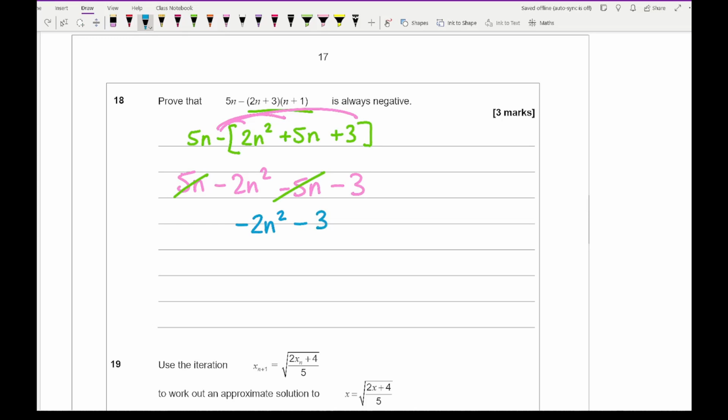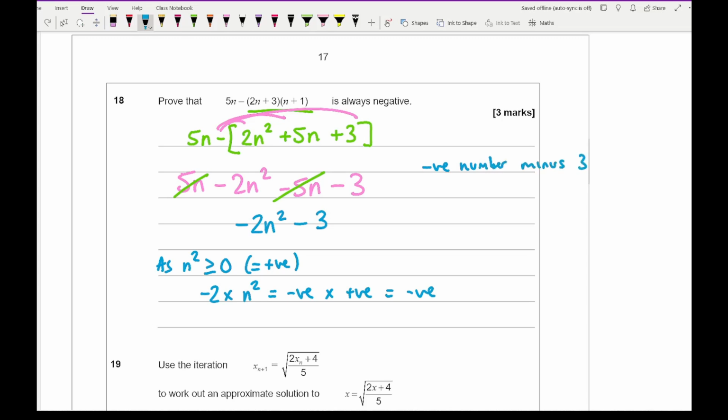Well, n squared is always going to be a number that's greater than or equal to 0, so it's always going to be positive. So then minus 2 times n squared is going to be a negative multiplied by a positive, which always gives me a negative answer. So that means then, in terms of my conclusion, a negative number minus 3 will always be a negative number.